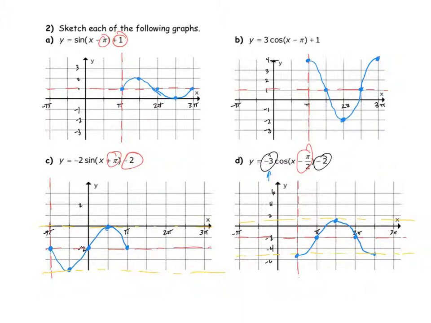So that's it. That's our transformations for our sine and our cosine graph. And next time we're going to be doing change in the period, which will shrink and stretch our graph horizontally.